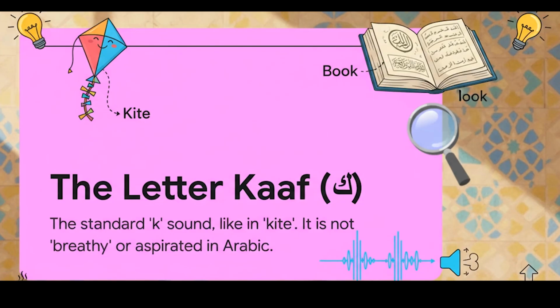This makes the standard k sound you already know from English words like kite or book. But there's a tiny subtle difference. In Arabic, the kaf isn't aspirated. What does that mean? It means there's no little puff of air when you say it. It's just a clean, crisp k sound.